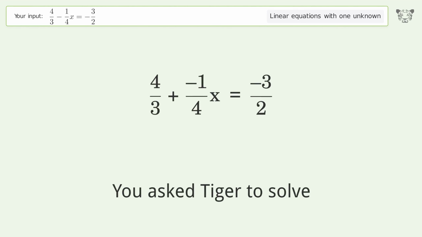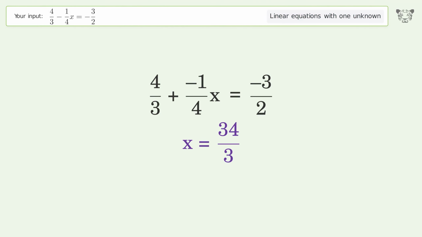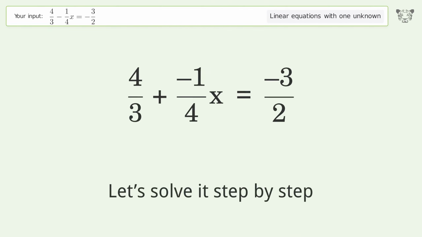You ask Tiger to solve. This deals with linear equations with one unknown. The final result is x equals 34/3. Let's solve it step by step.